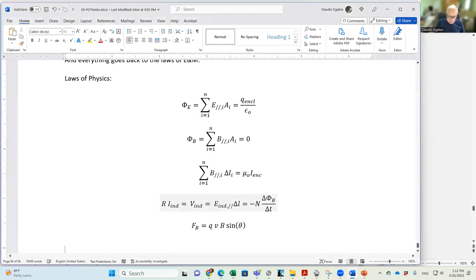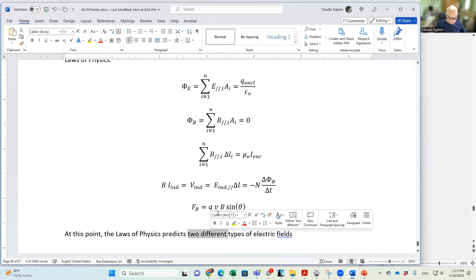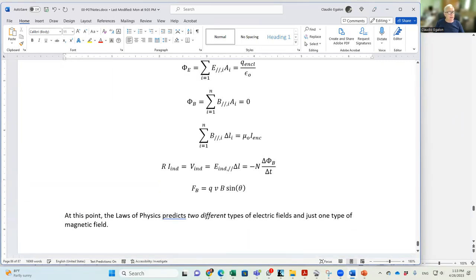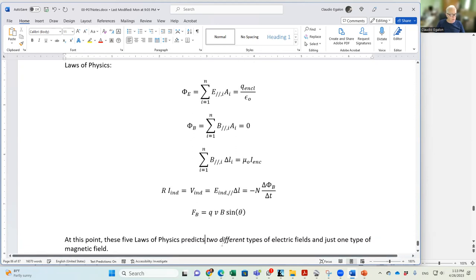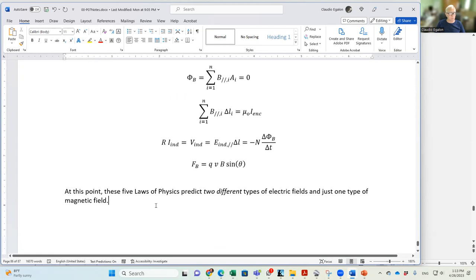So now I'm going to summarize here. At this point, the laws of physics predict two different types of electric fields, and just one type of magnetic field. These five laws of physics predict two different types of electric fields, and just one type of magnetic field. Okay.